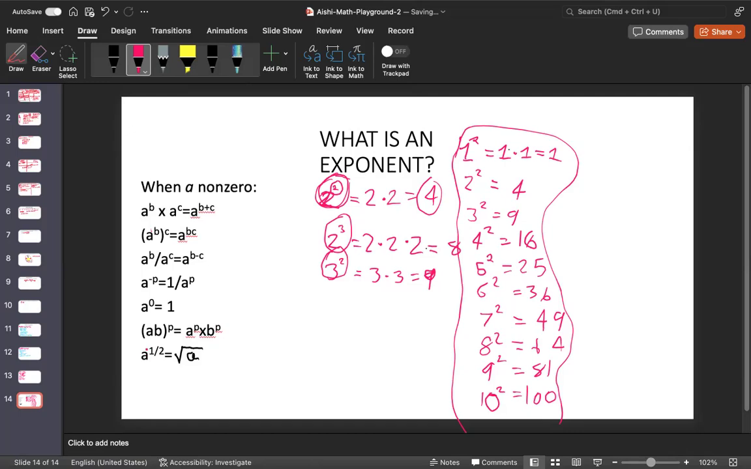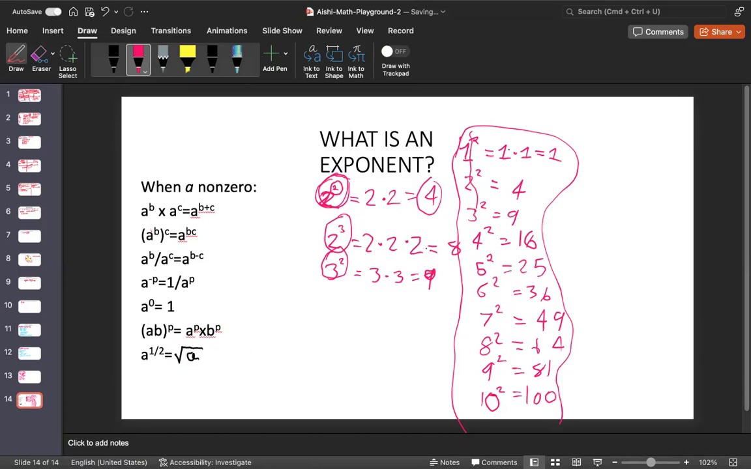And then we have a to the power 1 over 2, which is the square root of a, which is super interesting. And a to the power 1 over 3 would be the cube root of a.